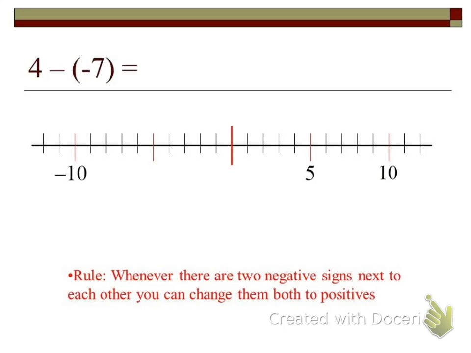So here we have 4 minus -7. And this is kind of weird. It's kind of like telling us 4 add the opposite of -7, which would be +7. So I can just change these into two positives. And now I just have 4 plus 7. +4, +7. My answer is 11.